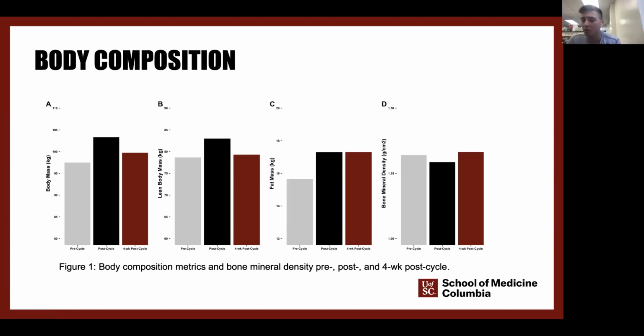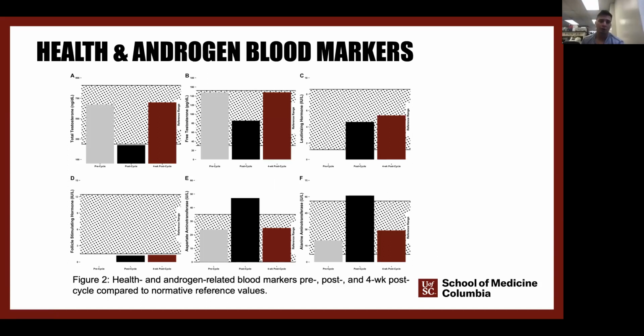So, and then bone density, not much changing here, although a small decrease. All right, so this is some of the cool blood data that we have. Just to orient you guys here, this is pre-cycle in the gray, immediately post-cycle in the black, and in the red, we have 4 weeks post-cycle. We have testosterone, total and free. We have luteinizing hormone, follicle stimulating hormone, and then some liver enzymes.